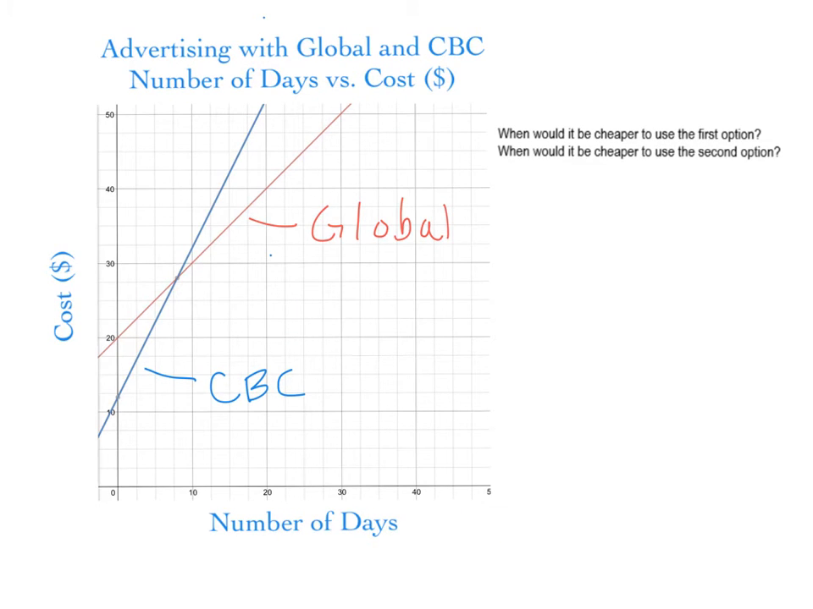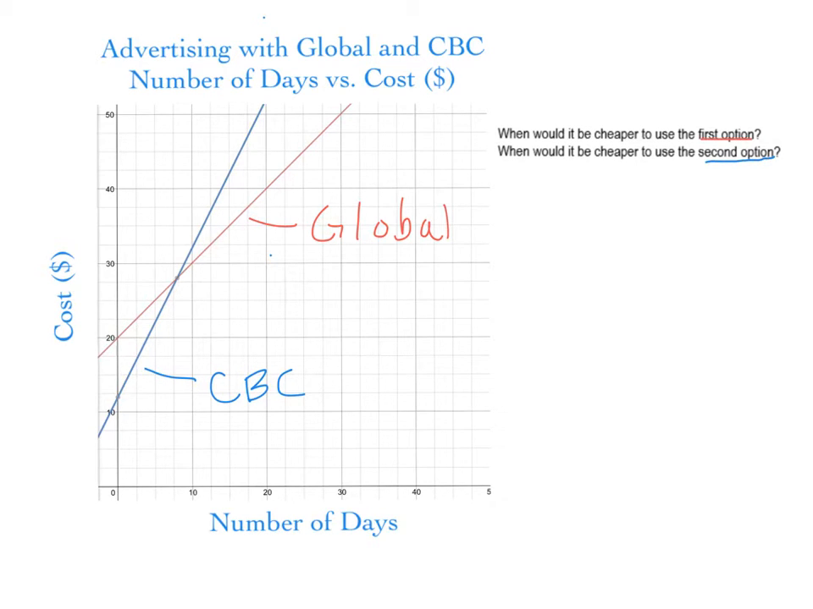So now I need to look back at the question. The question asked me when would it be cheaper to use the first option and when would it be cheaper to use the second option. So just to refresh your memory, global was the first option, so we'll underline it with red here. And CBC was the second option. So let's look at global first.